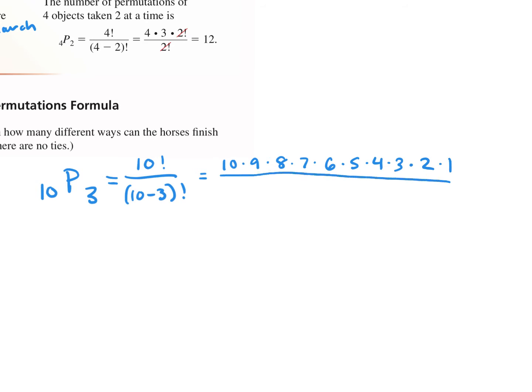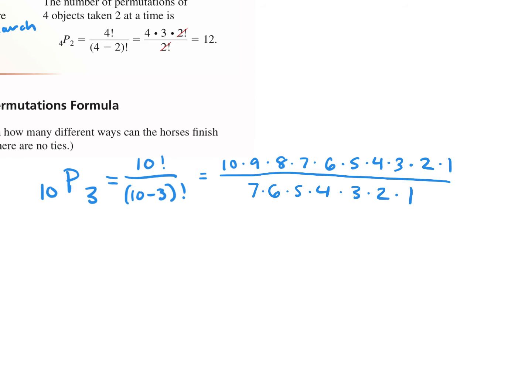On the bottom, we have 10 minus 3 factorial, so that's 7 factorial. So that would be 7 times 6 times 5 times 4 times 3 times 2 times 1. Now we could put all of this on the top in our calculator and all of this on the bottom in our calculator and divide and see what we get. But a shortcut and a way that we can eliminate some mistakes is by crossing out anything that's in common on the top and on the bottom.